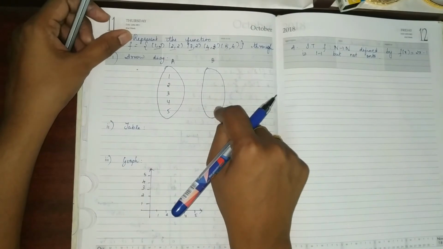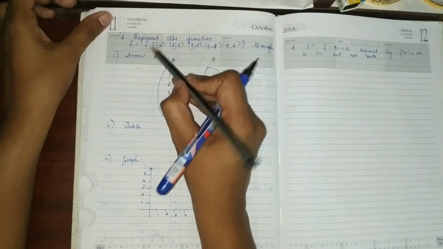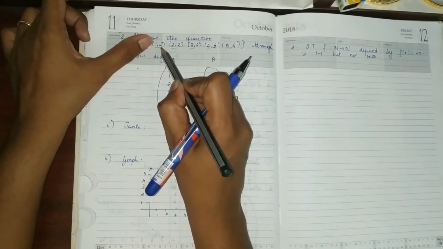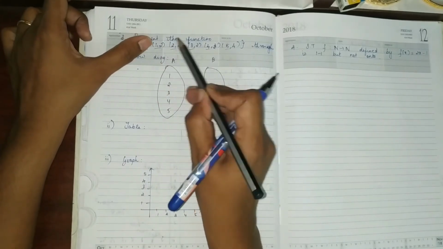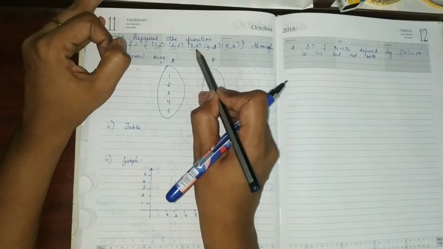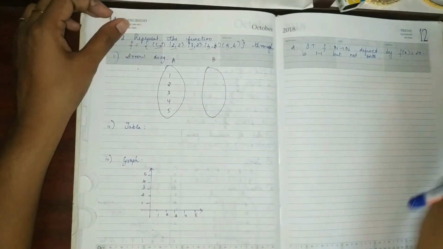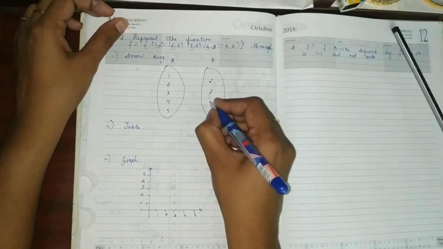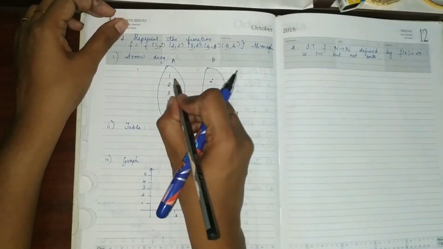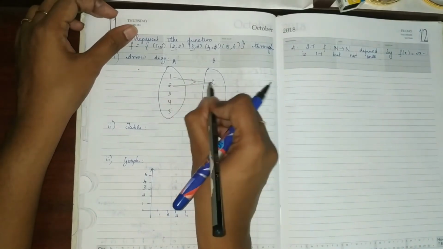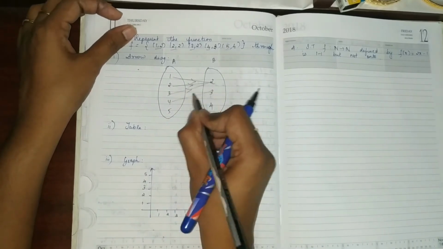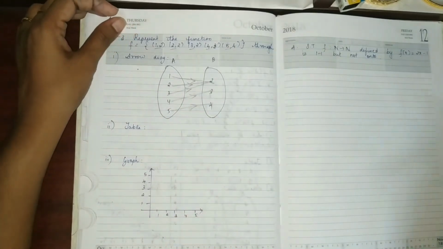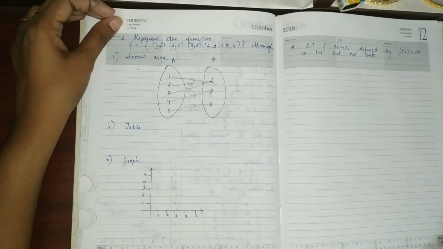B is the codomain, which is the second set. So you'll have to pick out the second elements. Repeated elements you can write only once. Here we find 2 is repeated thrice, and then 3 and 4, right? So we'll write 2, 3 and 4. Now you can map them: (1, 2), (2, 2), (3, 2), (4, 3) and (5, 4). So this is how you do the arrow diagram.